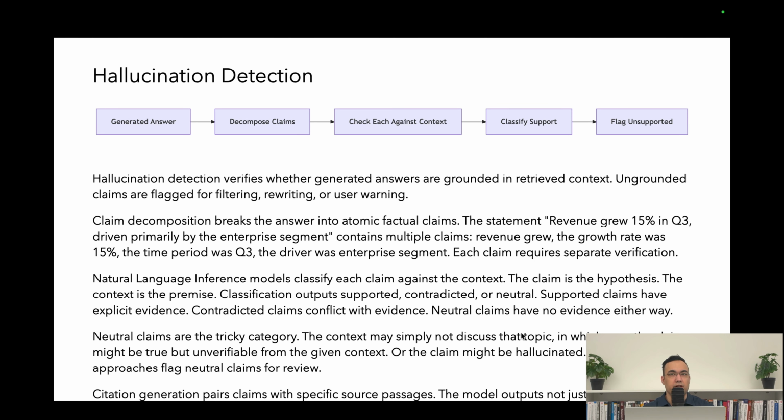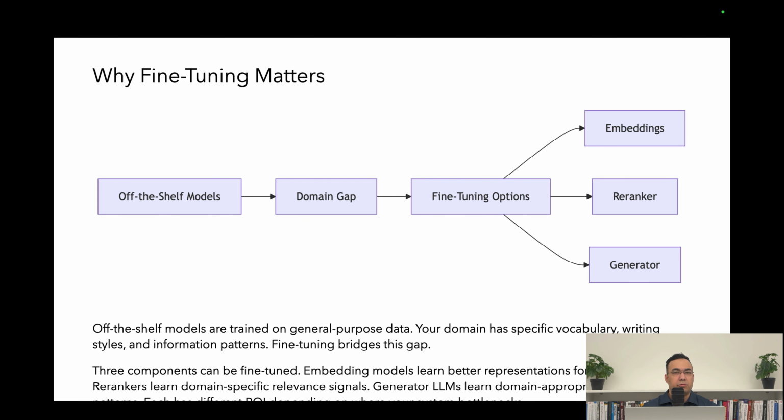Now let's move to fine-tuning. Now let's talk about why fine-tuning matters for RAG systems. Off-the-shelf models are trained on general-purpose data. Your domain has specific vocabulary, writing styles, and information patterns. Fine-tuning bridges this gap. Three components can be fine-tuned.